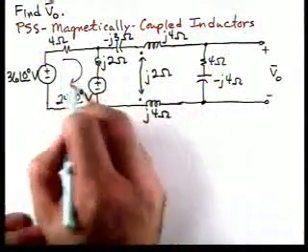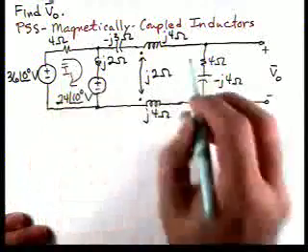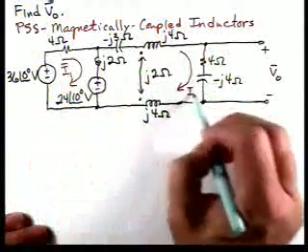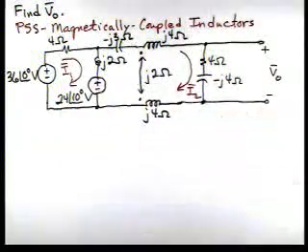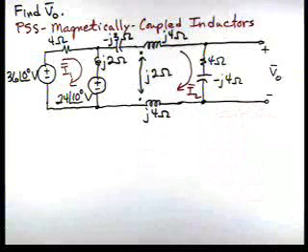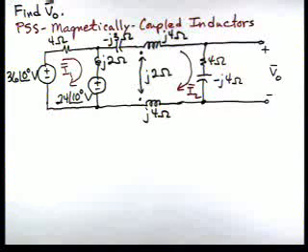So here's I1. Here's mesh current I2. And now we're going to apply KVL to write the mesh equations. And if a defined current enters a dot, it's going to produce a voltage positive at the other dot, and vice versa.